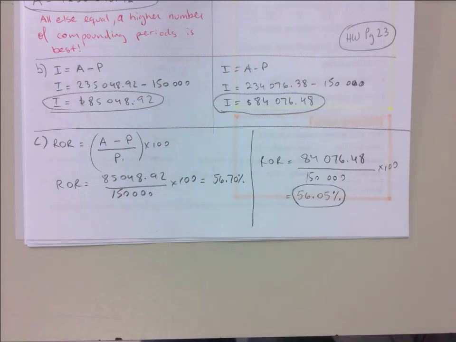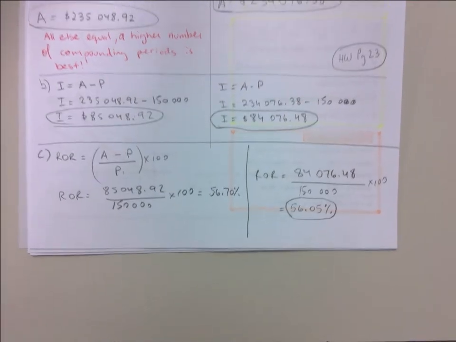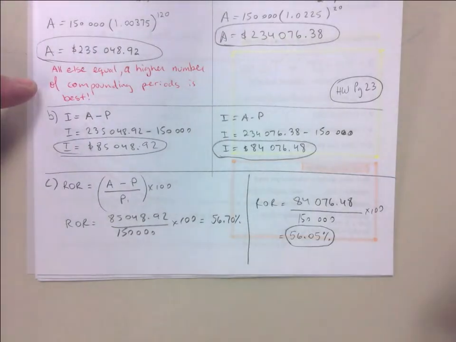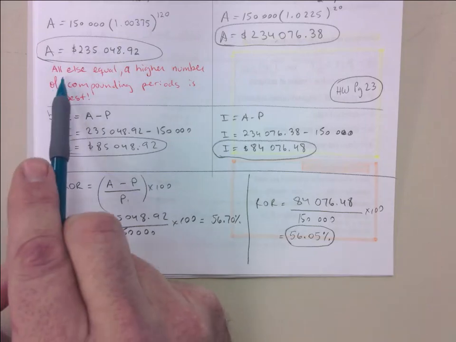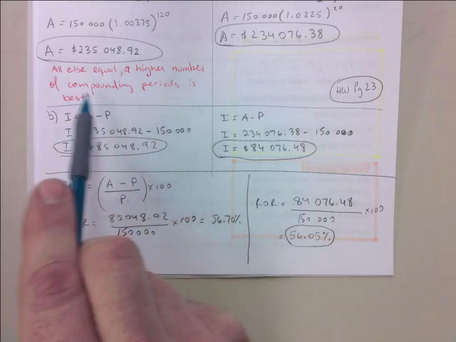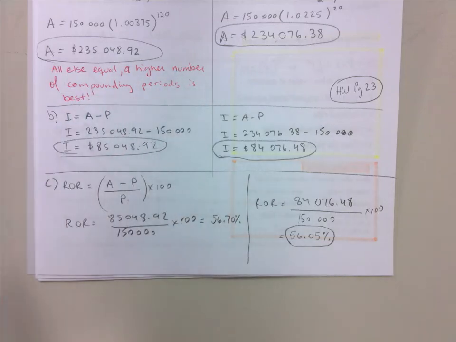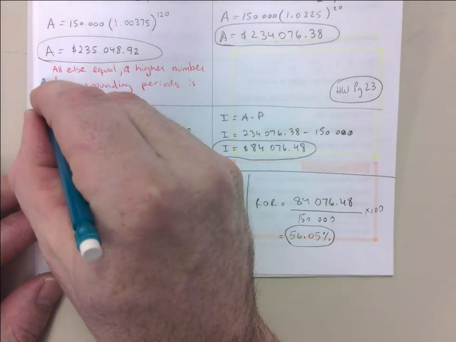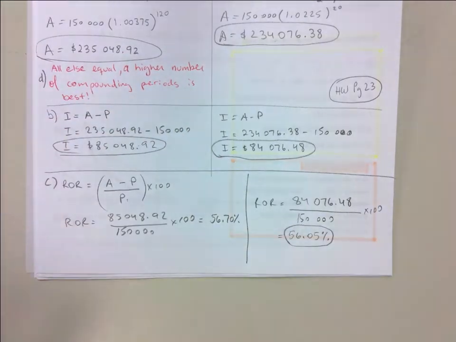And I cheated a little bit. What's written in red is basically what answers D. What can you conclude about compounding periods and the effect on the future value? That if all else is equal, like if everything is the same, a higher number of compounding periods is best. There'll be faster growth. It'll result in a higher return. So this is D here, just so you know.